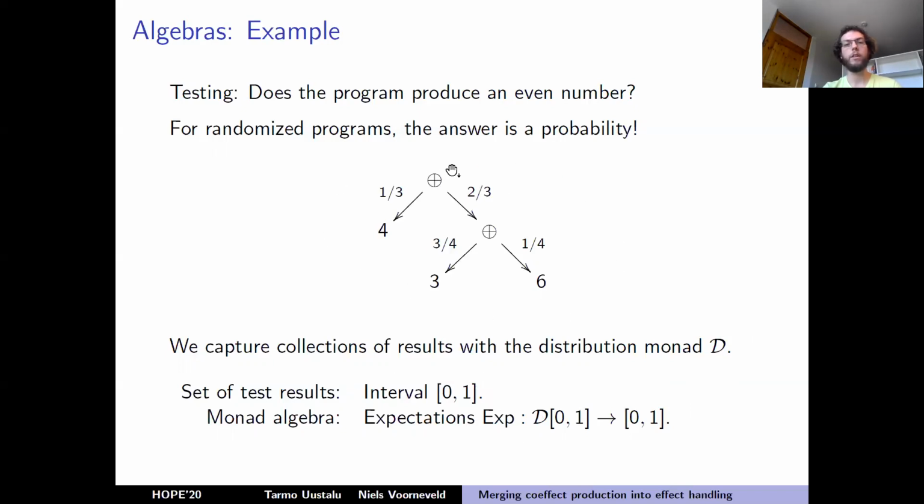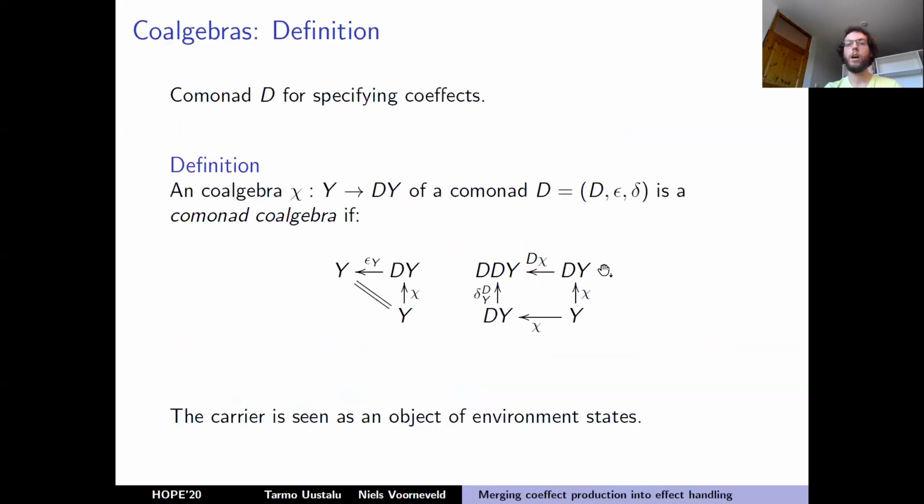So for instance, here, the question is, does this produce an even number? Well, 4 is an even number, so there's a probability of 1 that it is produced here, probability of 1 that it's produced here, probability of 0 that it's produced here. Now, if we take expectation over these weighted probabilistic choices, we can retrieve that the probability that this program produces an even number is actually a half, or 50%. On the other hand, we have coalgebras that specify what coeffects are produced by the environment.